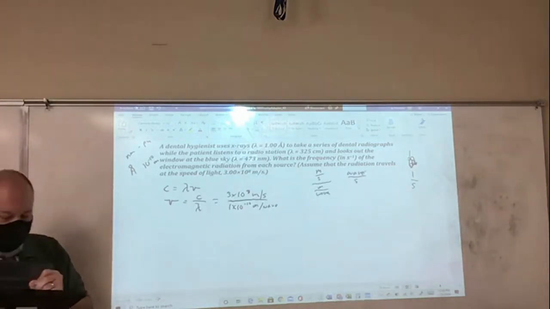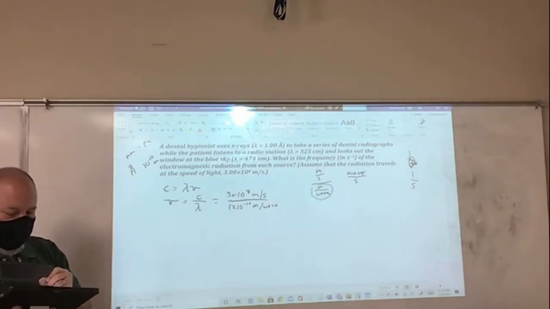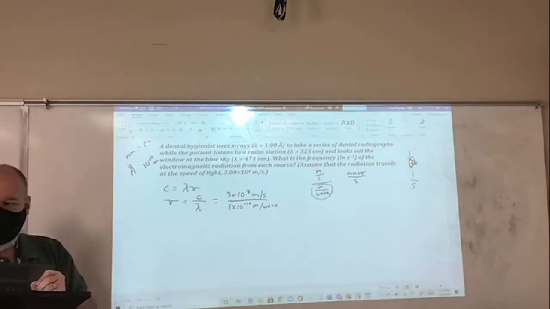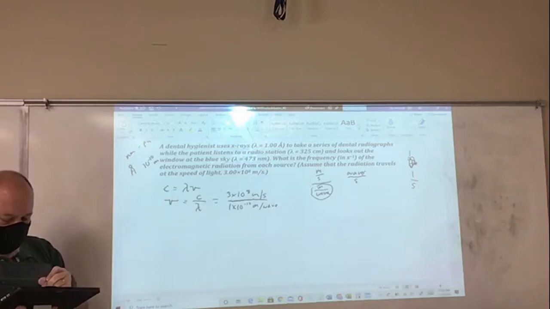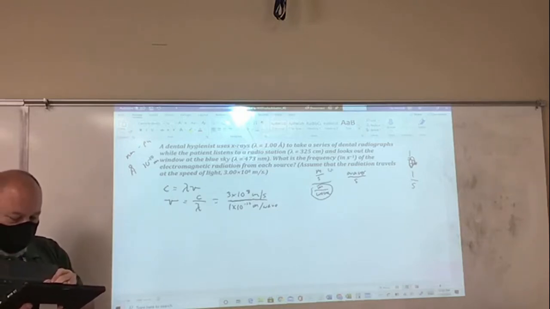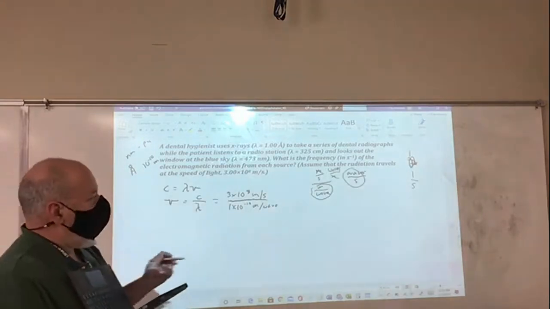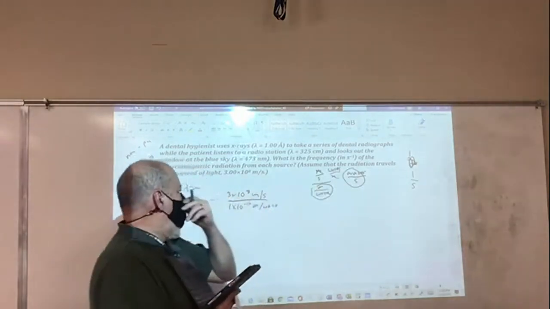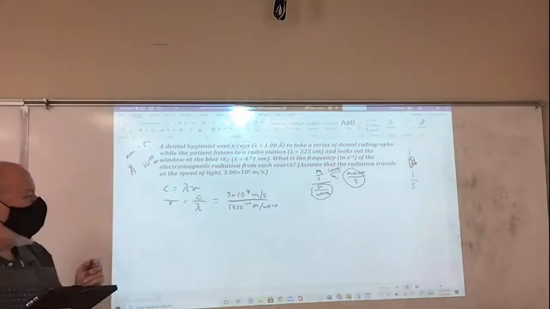Remember that when we divide by a fraction, that's the same thing as multiplying by the reciprocal. So if I multiply meters per second by waves per meter, meters cancel out and give me waves per second, which is what we want, right? That's what the frequency is, waves per second.